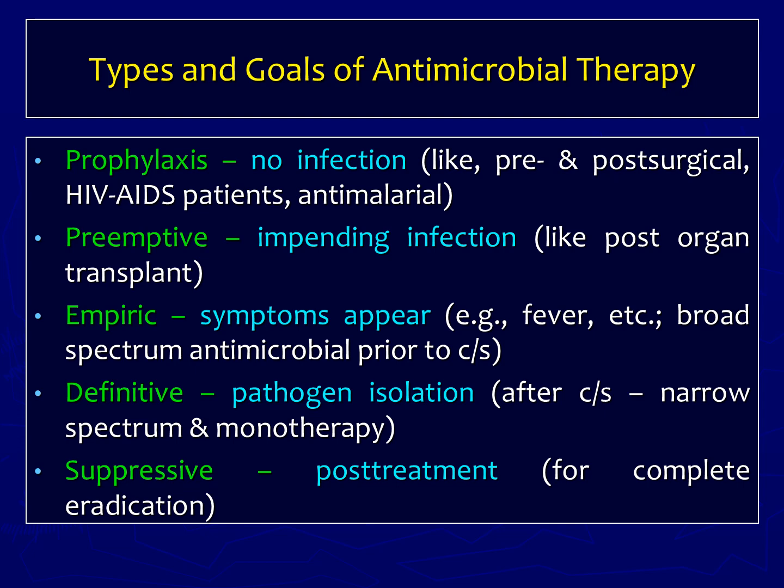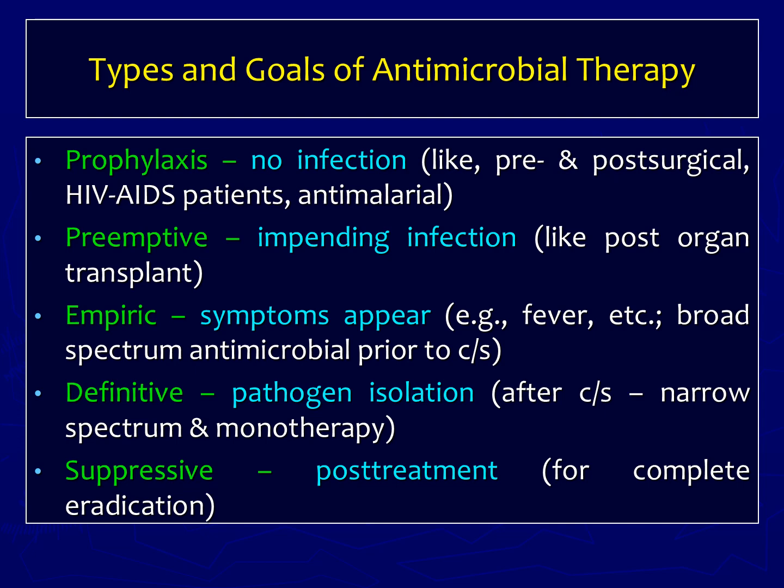Now, what are the types and the goals of antimicrobial therapy? It may be just prophylactic. Prophylactically, we use these antimicrobials when there is no infection. For example, pre-surgical or post-surgical, or HIV patients, or AIDS patients, or antimalarial for a person going to some endemic area where malaria is very common. So prior to that, the patient is advised to take antimalarial. Similarly, prophylactic use of antibacterial, antiparasitic, etc., is given.